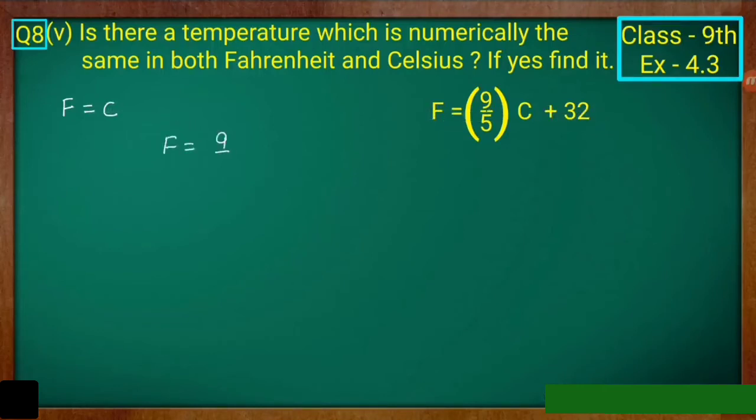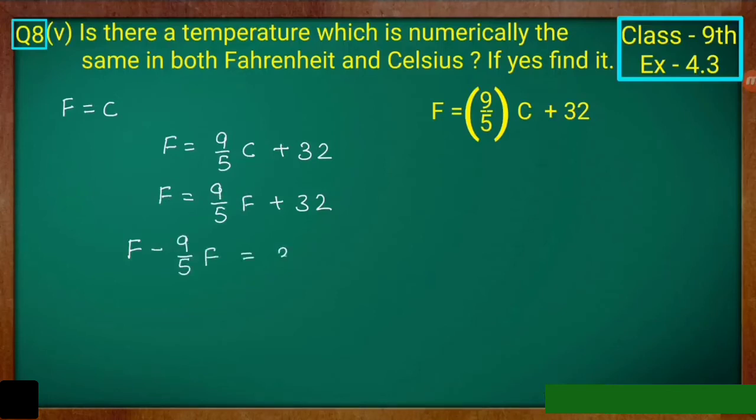If F equal to C, so in place of C we can write F. Equation is Fahrenheit equal to 9 upon 5 Celsius plus 32. So here in place of Celsius we can write the Fahrenheit. Fahrenheit equal to 9 upon 5 F plus 32. Now we will find the value of F by taking the LCM. Firstly take 9 upon 5 F on the left side. F minus 9 upon 5 F equal to 32.